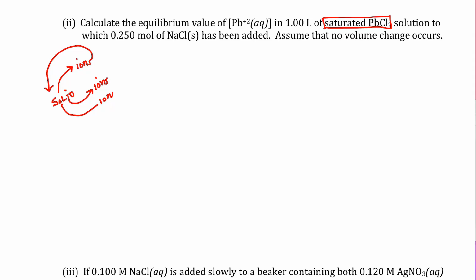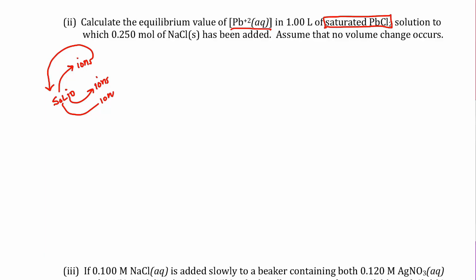But they want the equilibrium value of the lead plus 2 in a liter solution to which 0.25 moles of sodium chloride has been added. So notice that group 1 ion. Sodium chloride is going to dissociate into Na+ and Cl negative completely, because it's soluble. All group 1 ions completely dissociate. So essentially, we are delivering the chloride ion through the sodium ion, okay?